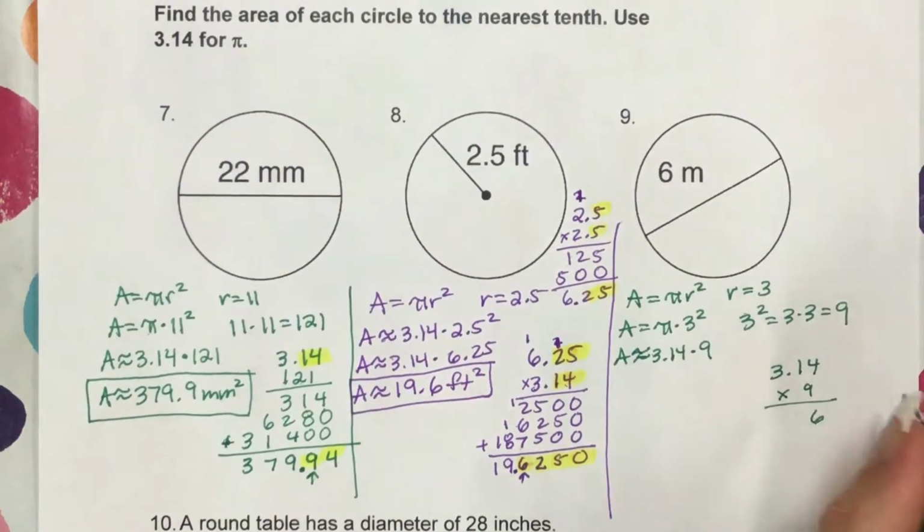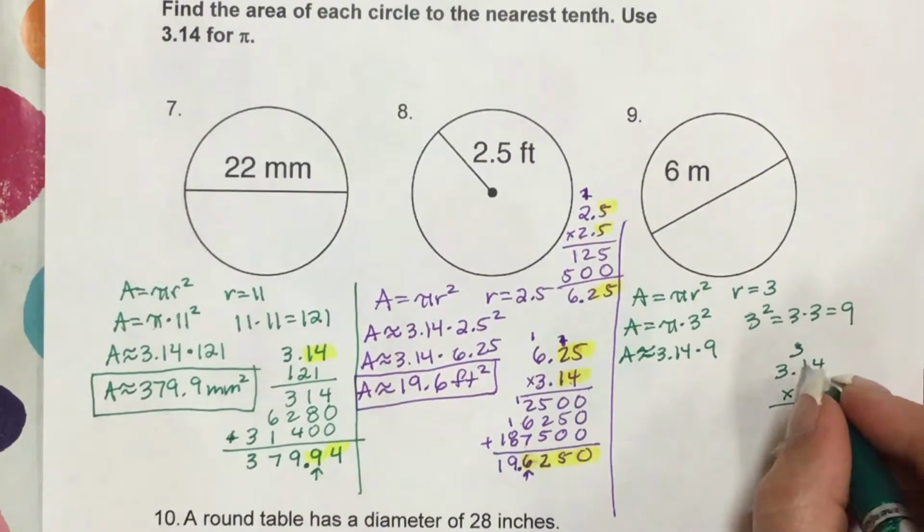9 times 4 is 36. Write the 6, carry the 3. 9 times 1 is 9, plus 3 is 12.